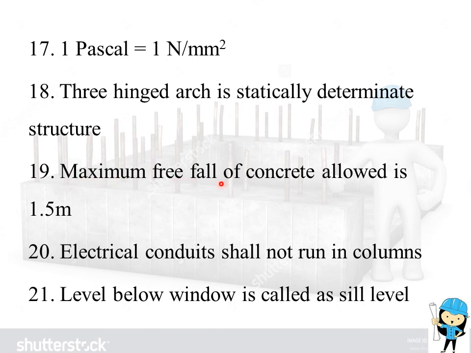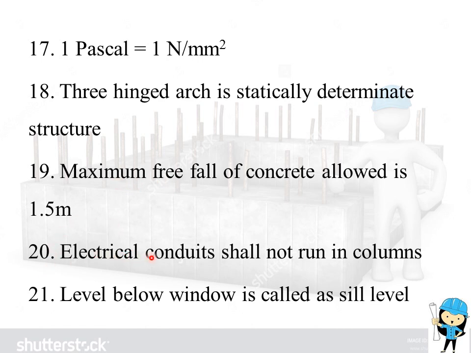Maximum free fall of concrete allowed is 1.5 meter. So up to 1.5 meter free fall of concrete is allowed, above which if the concrete is allowed to free fall, it may cause segregation or bleeding of concrete.